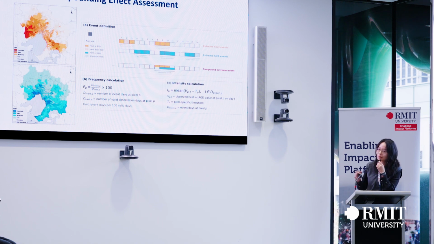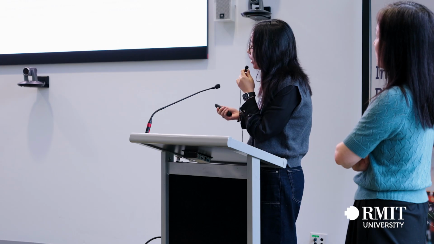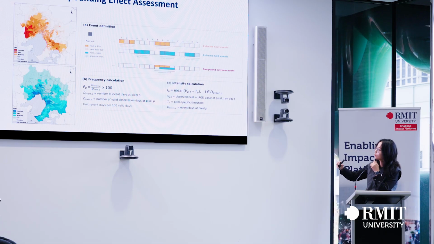This leads to our concept of the heat and air compounding effects definition. Here we're using 10 years of satellite imagery to calculate these extreme events. We use 3-day moving windows to understand the extremes of heat and AOD, which is a proxy of air quality. And we combine them together to calculate the compound extreme event.